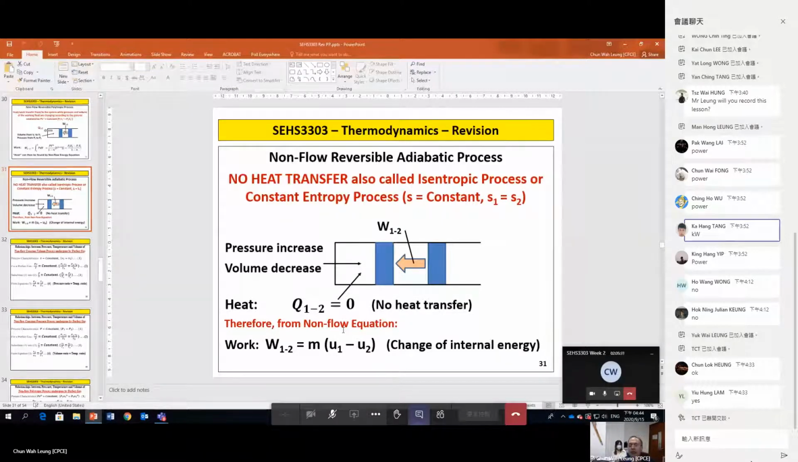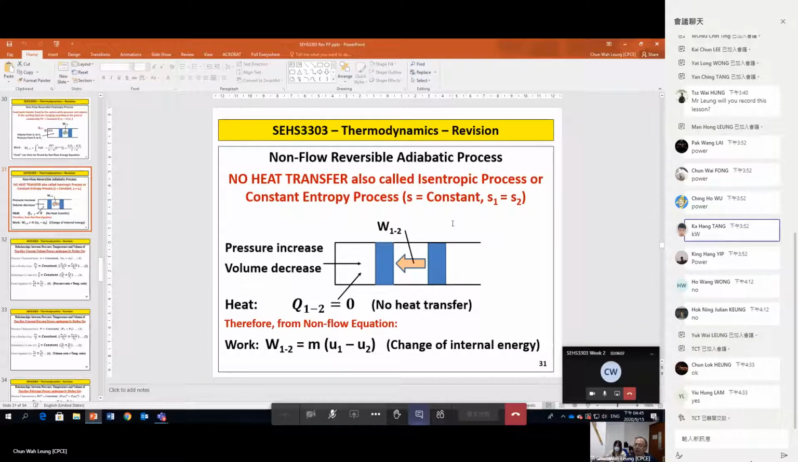Because the word adiabatic means that Q equals 0, no heat transfer. We also call this kind of process an isentropic process. Isentropic: isen means constant, tropic means entropy. So this is also known as a constant entropy process.